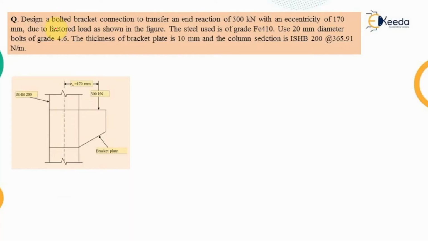Now the question statement says that design a bolted bracket connection to transfer an end reaction of 300 kilonewton with an eccentricity of 170 millimeter due to factored load as shown in the figure. The steel used here is of grade Fe410 and we need to use 20 mm diameter bolts of grade 4.6. The thickness of the bracket plate that is used for the connection has been provided as 10 mm and the column section is ISHB 200 at 365.91 Newton per meter strength.